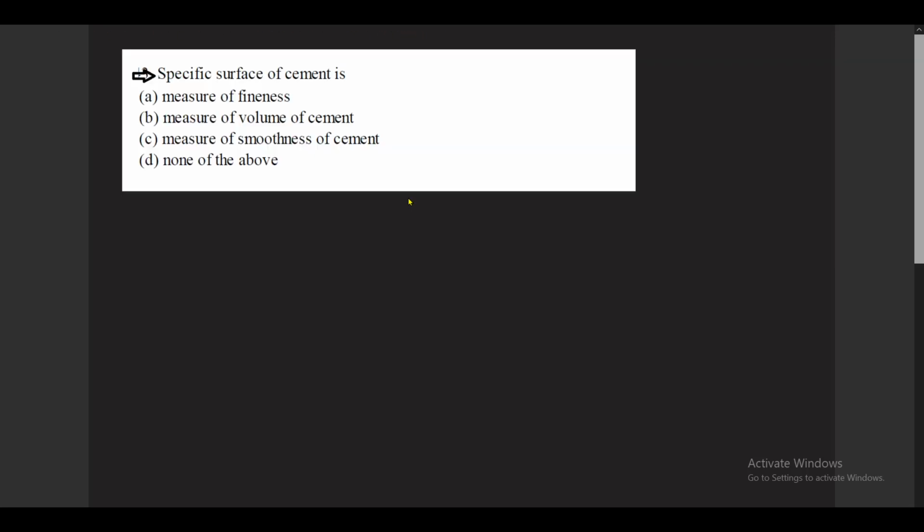What is the question? The specific surface of the cement is, and the options are measure of fineness, measure of volume of cement, measure of smoothness of cement, and none of the above. The correct option here is the measure of fineness, because the specific surface is given in centimeter square per gram. It means the surface area occupied by 1 gram of cement particles or constituents. So this is the measure of fineness.